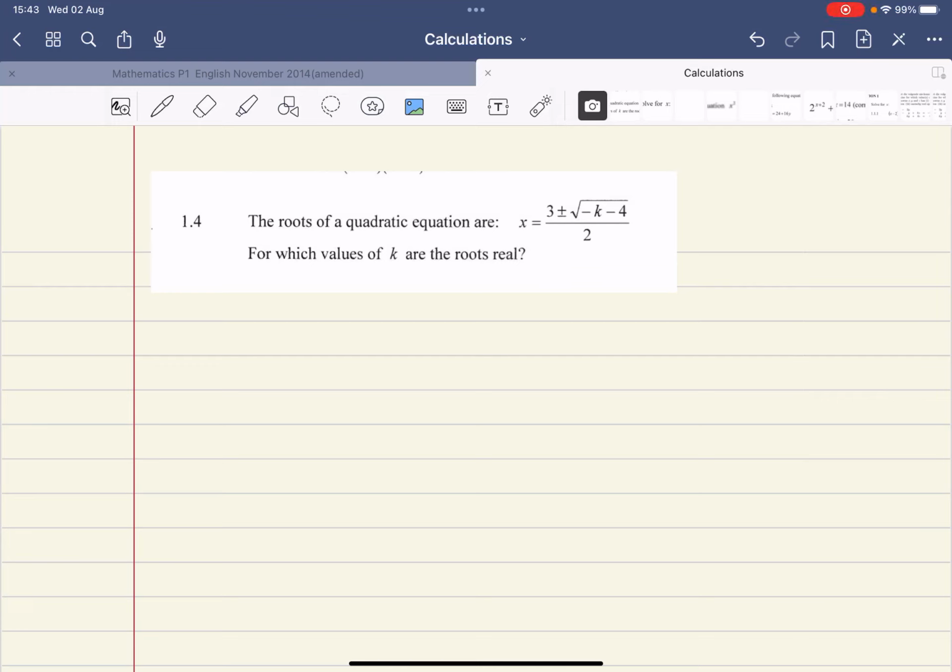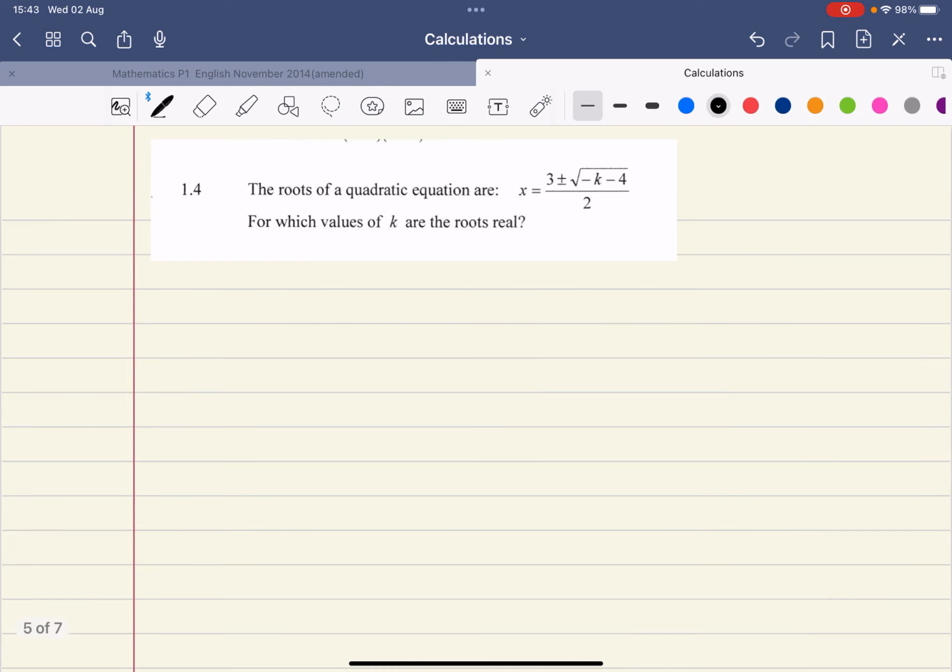Question 1.4. The roots of a quadratic equation are x equals 3 plus minus the square root of minus k minus 4, all over 2. For which values of k are the roots real? Now, before we begin this question, we must understand what they insinuate when they say real roots.